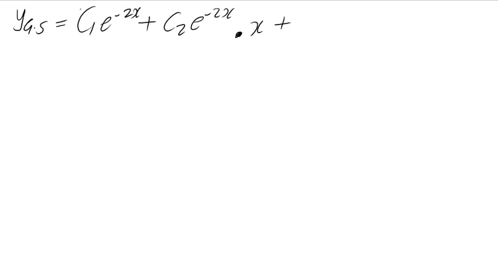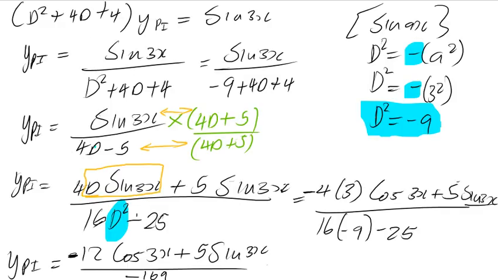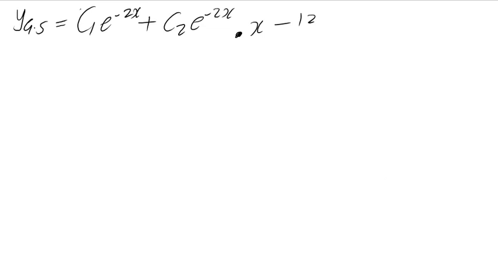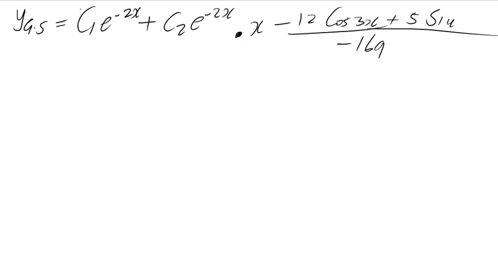And then you're just gonna add. The first one, it's a minus cos minus 12 cos 3x, all divided by minus 169, and then plus 5 sine 3x. So I normally leave it like this, but you can always split it. And that's how you solve that question.